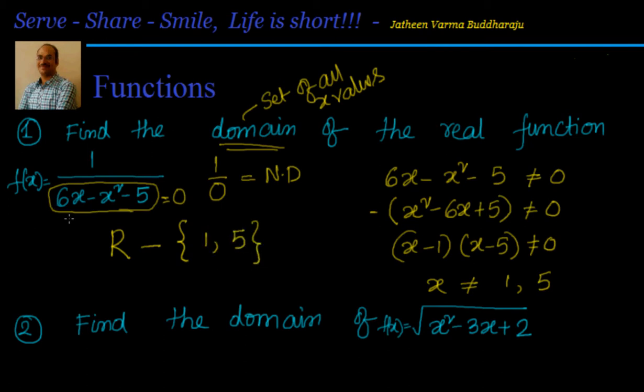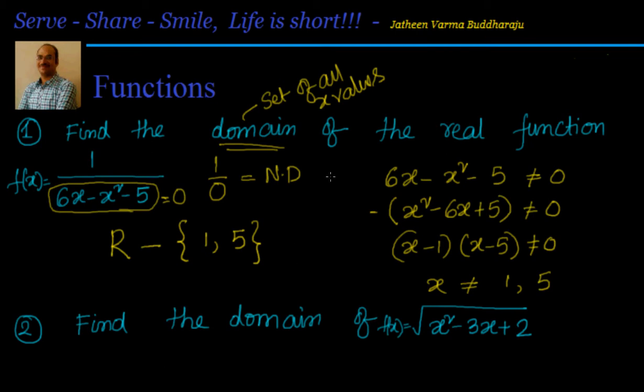If it is 1, what happens? Let us see. 6 ones are 6, 6 minus 1 is 5, 5 minus 5 is 0. I cannot have 0. If it is 5, 6 fives are 30, minus 25, 5 minus 5 is 0. So I cannot have 5 too. So all the real values other than 1 and 5 are allowed to be the domain.